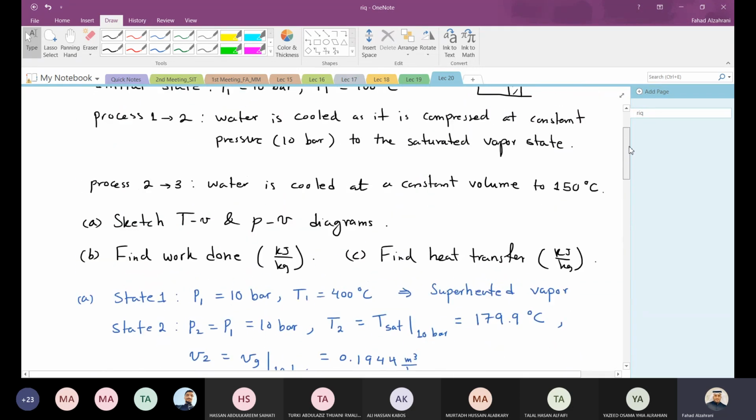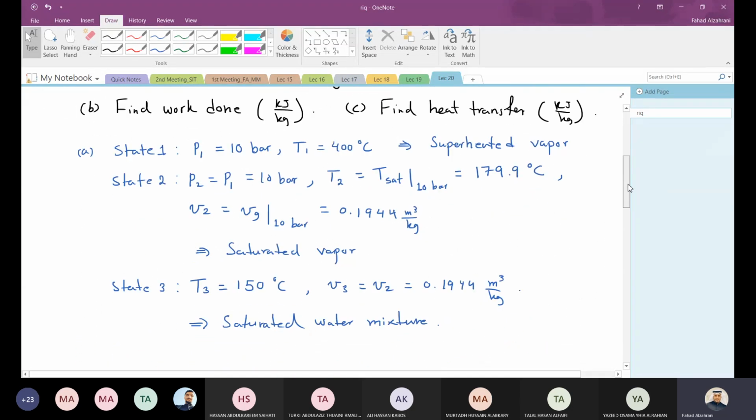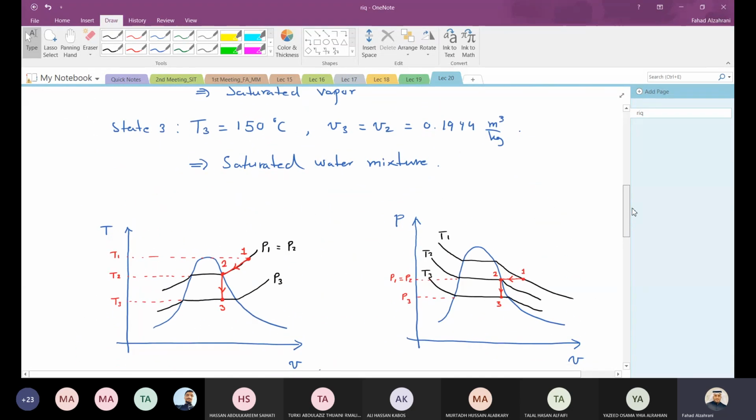Now, the second part of the question is to evaluate the work done, or the specific work, in kilojoule per kilogram. What do you expect, guys? How can we proceed? How can you find the work? I'm using the first law of thermodynamics. For the work done? Yeah, the total change in the energy of the system is equal to Q minus W.